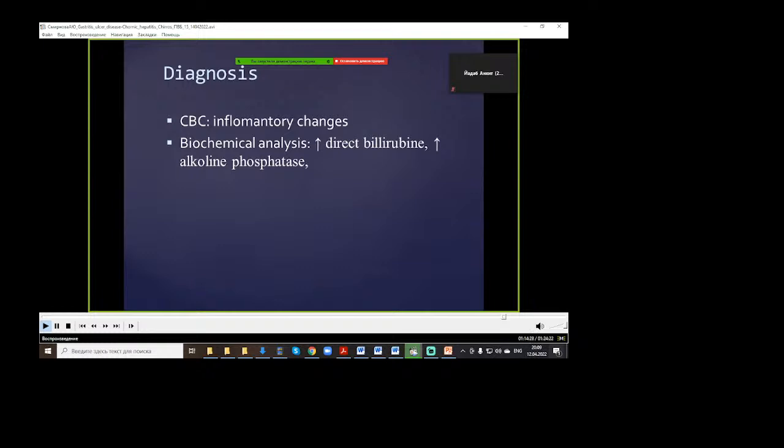Biochemical analysis. In biochemical analysis, we will detect increased direct bilirubin or conjugated bilirubin, and increased alkaline phosphatase. So it means that cholelithiasis is characterized by the presence of post-hepatic jaundice or cholestasis syndrome. So these two laboratory syndromes may be characteristic for cholelithiasis.